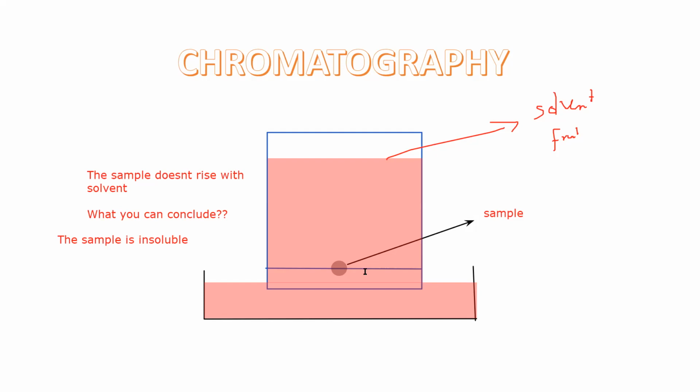Is it clear? So whenever you see a spot or a sample remain there on the origin, what can you say? You can say that you are not using a suitable solvent. So we should change the solvent to one in which the sample can dissolve and move. If a sample cannot move above the origin, we can simply say that the sample is insoluble or does not dissolve in the solvent. And the one which rises to a greater distance will have the highest RF value.